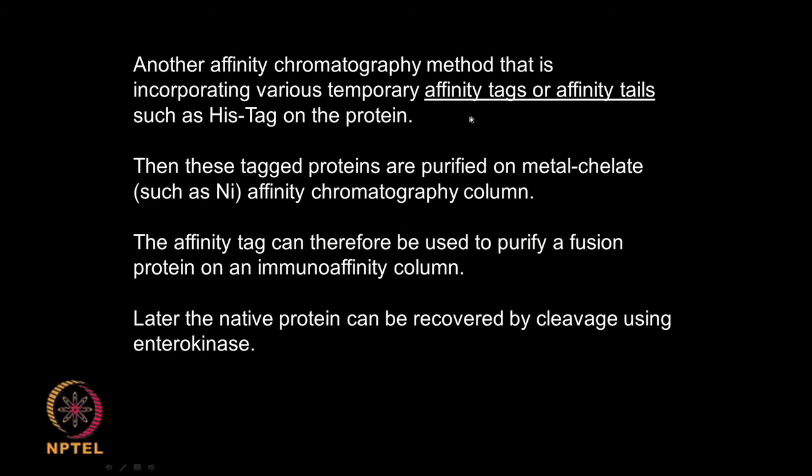Another affinity chromatography is called affinity tag or affinity tail. We all must have come across histidine tags on proteins. These tagged proteins are purified on matrices such as nickel, and then the affinity tag can be used to purify a fusion protein. Later the native protein can be recovered by removing this affinity tag using a cleaving protease, like enterokinase. So, you attach a tag like a histidine tag, and then you use a nickel column to capture that protein, and then you collect it, and then remove the histidine tag.